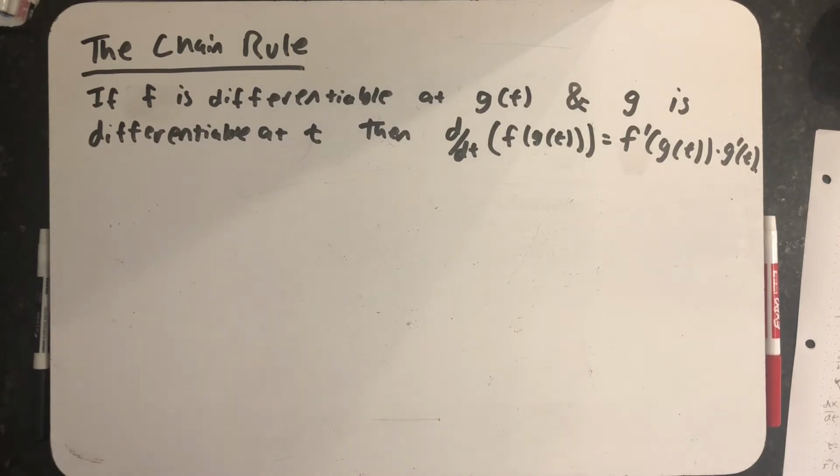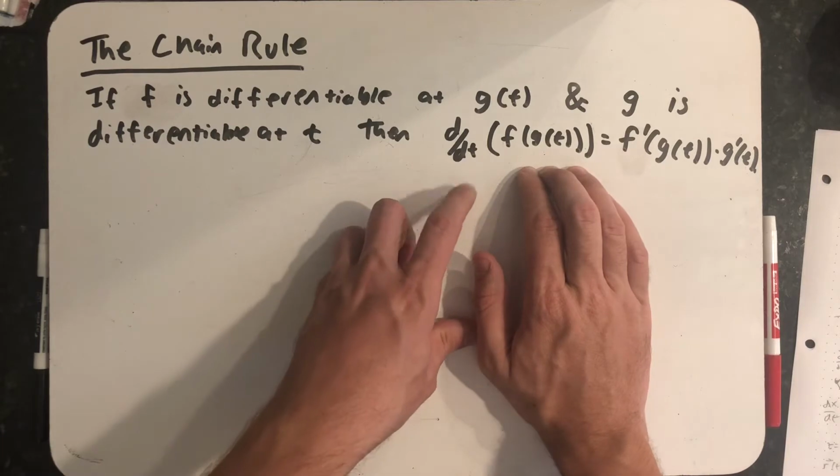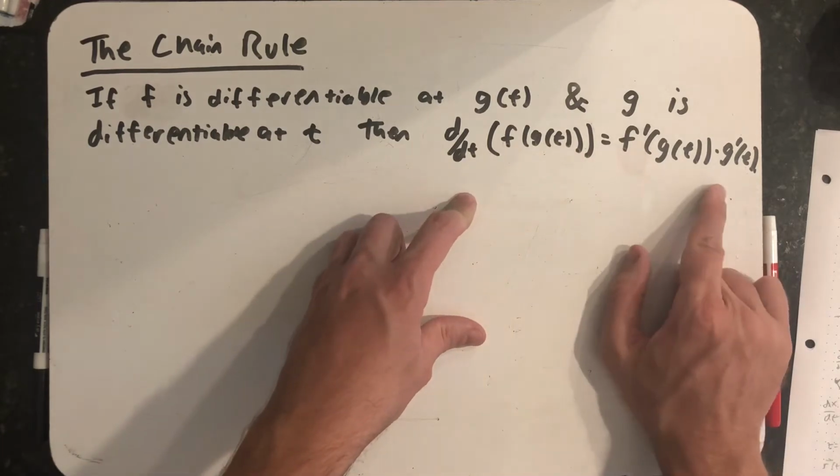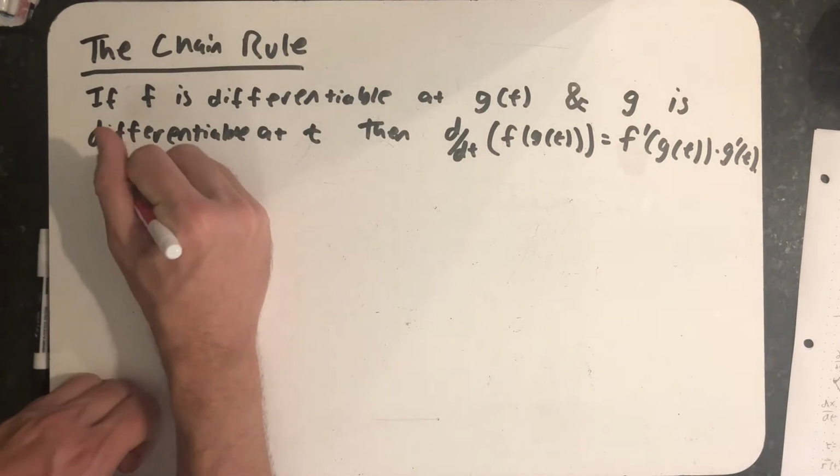If f is differentiable at g of t, and g is in turn differentiable at t, then the derivative of the composite function f of g of t with respect to t is f prime of g of t times g prime of t.